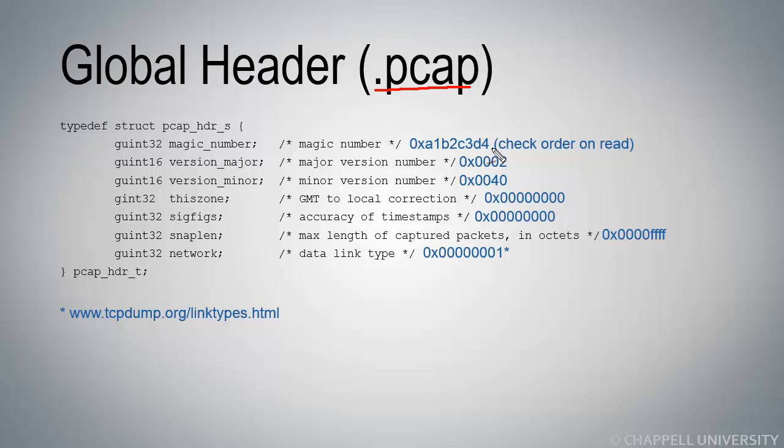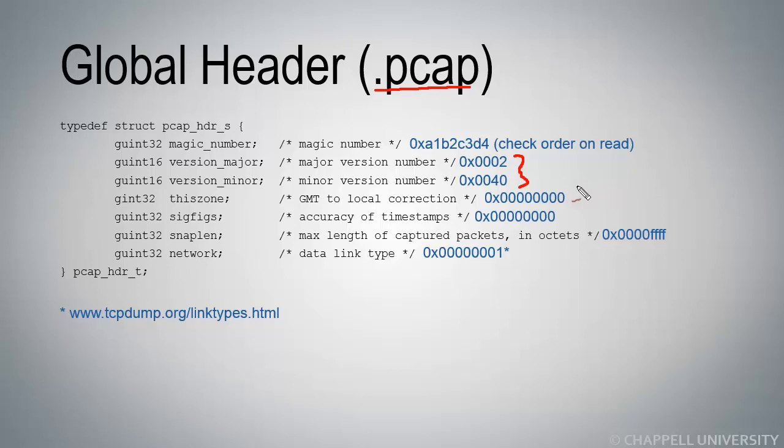And upon reading that trace file, you would look at the order in which this information comes up, and the rest of the bytes should be read in the appropriate order. Some tools may read the bytes in a different order than Wireshark does. After that, you'll see the major version and the minor version, and this is the version of pcap.